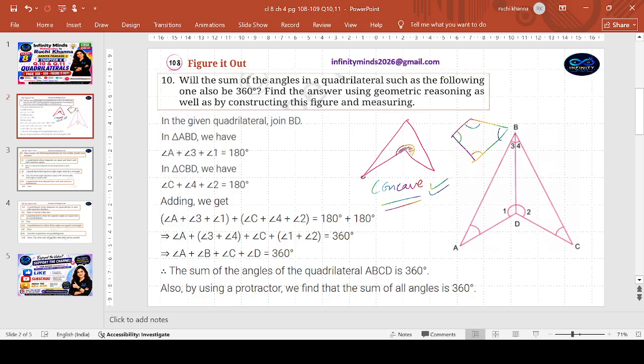Another way to determine is joining of opposite vertices. Joining of opposite vertices is always called a diagonal. In a concave quadrilateral, one of the diagonals falls outside the quadrilateral. Such quadrilaterals are referred to as concave. As far as the degree measure, one of the angles is reflex, the one which is more than 180 degrees.